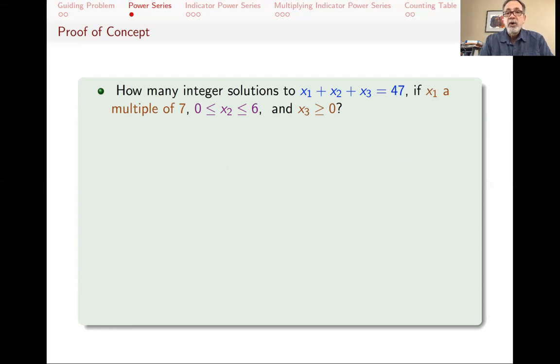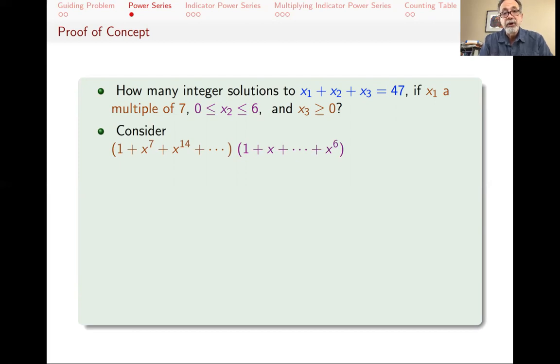And the question is, what do generating functions have to do with this? How can calculus techniques help us with a discrete problem, a counting problem such as this one? The point is that we consider the following product of infinite power series. Look at 1 plus x^7 plus x^14 plus ... forever, times 1 plus x plus ... plus x^6.